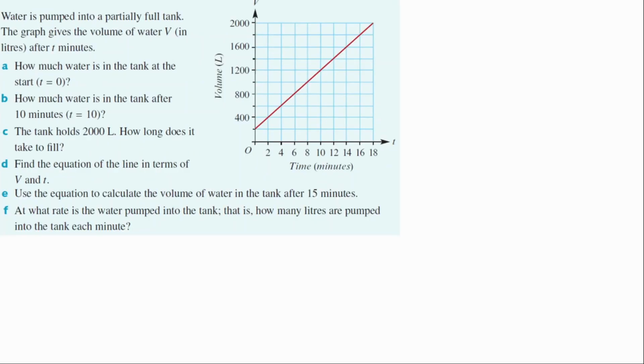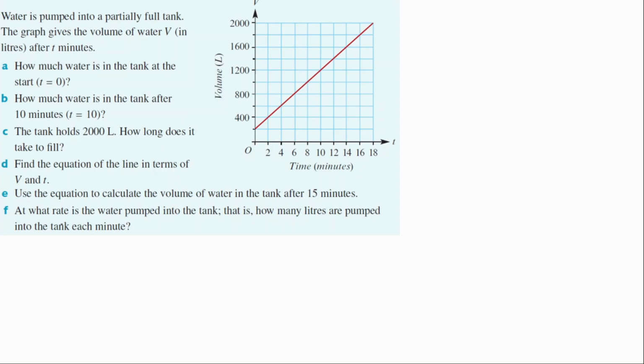So we're going to jump straight into an example question because we've already learned how to read linear graphs. We're just applying this to real life models. So this scenario says water is pumped into a partially full tank. The graph gives the volume of water, V, in liters after t minutes. And on the graph you can see V is my y-axis, whereas t is the x-axis. V goes up and down, as we can see there. That is V, and that is t. Sorry about my wonky lines.